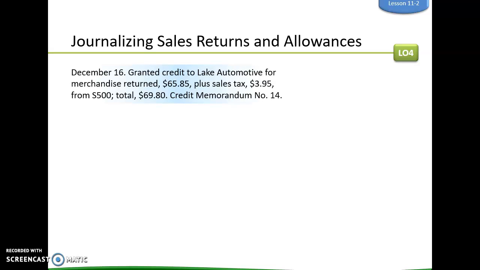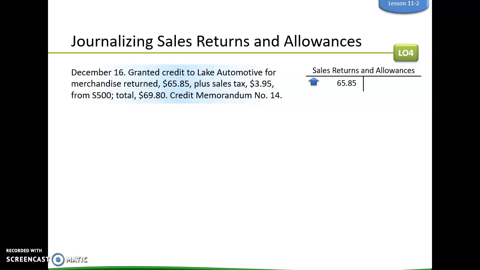So let's talk about what we can do here. On December 16th, we granted credit to Lake Automotive for merchandise returned $65.85, which we just saw in the memorandum, plus sales tax, from $500, because that was the original amount, totaling $69.80, and the credit memorandum number was 14. So what could we do? We're going to debit sales returns and allowances.